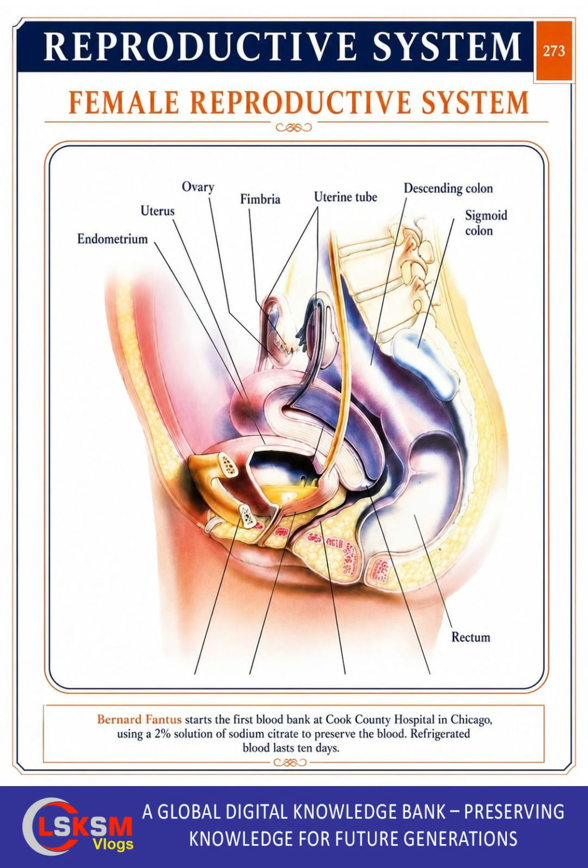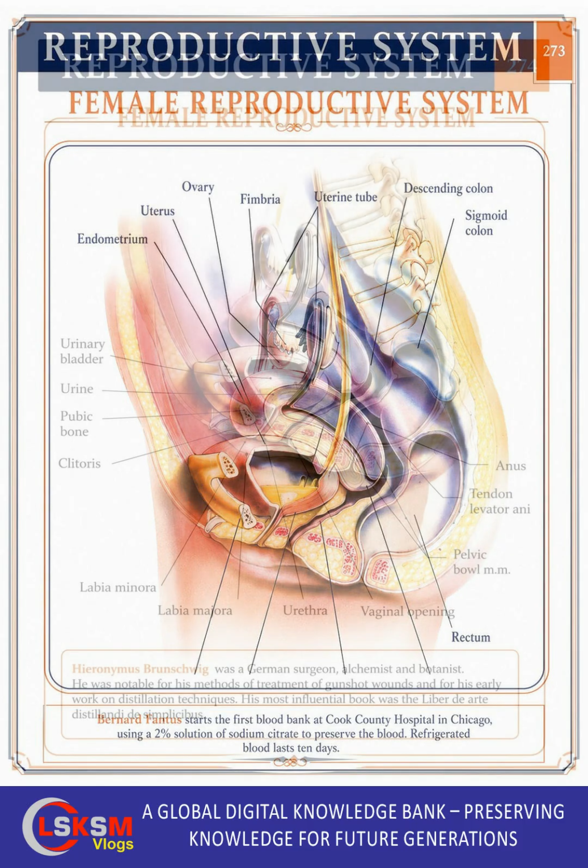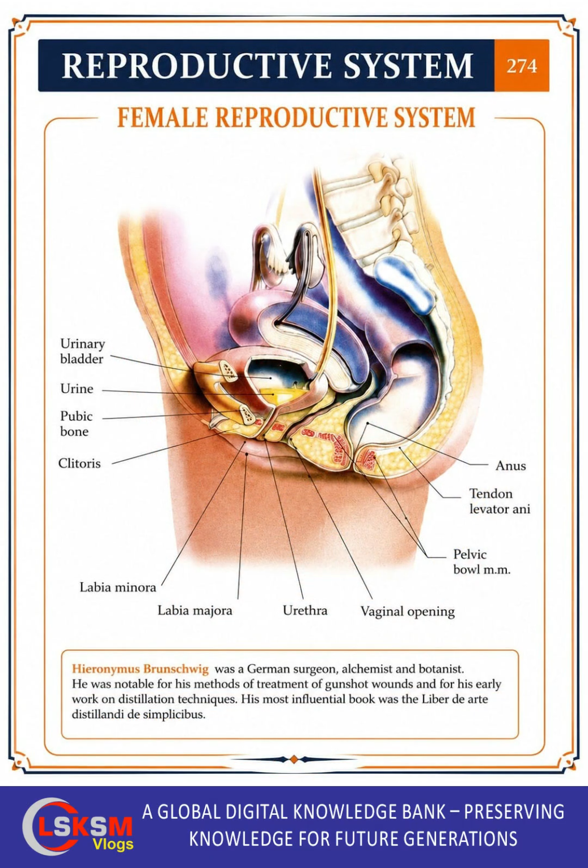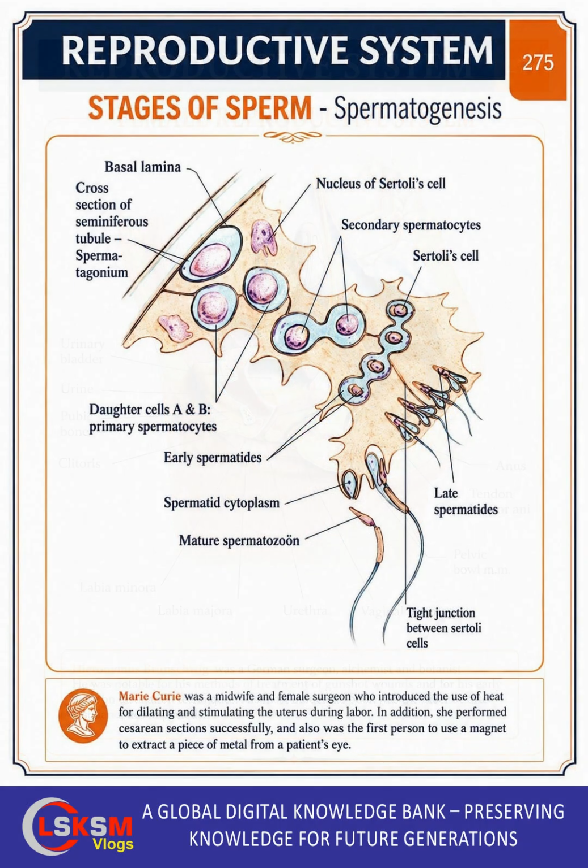Female reproductive system. Displays the ovaries, uterus, fallopian tubes, and vagina. These organs support ovulation, fertilization, and pregnancy. Illustrates the internal anatomy of the female reproductive system. It highlights the structures involved in reproduction and childbirth.